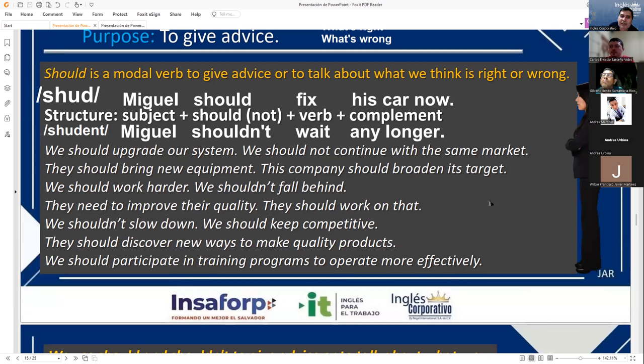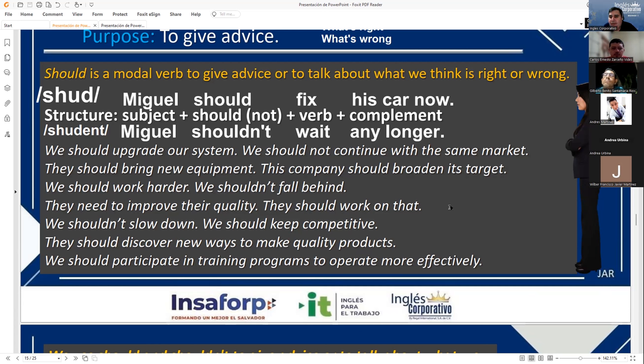Examples. We should upgrade our system from Windows to Windows 11. We should not continue with the same market. We should change market. We were aiming at older people. We should include younger people. Young people, old people, everybody, right? Children, sure, why not? Children have the nagging power. Daddy, daddy, I want that. They don't have money, but they have the power to convince the parents. So for children, for young adults, for adults, right? Everybody. Okay, they should bring new equipment.